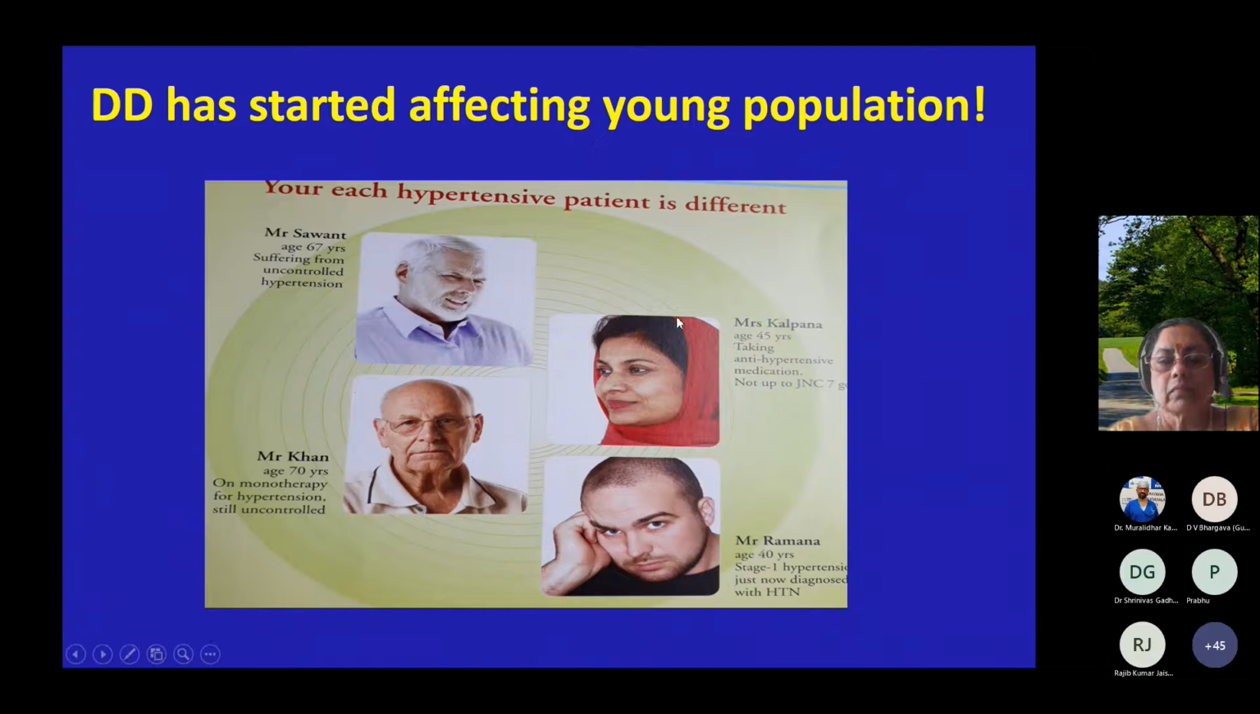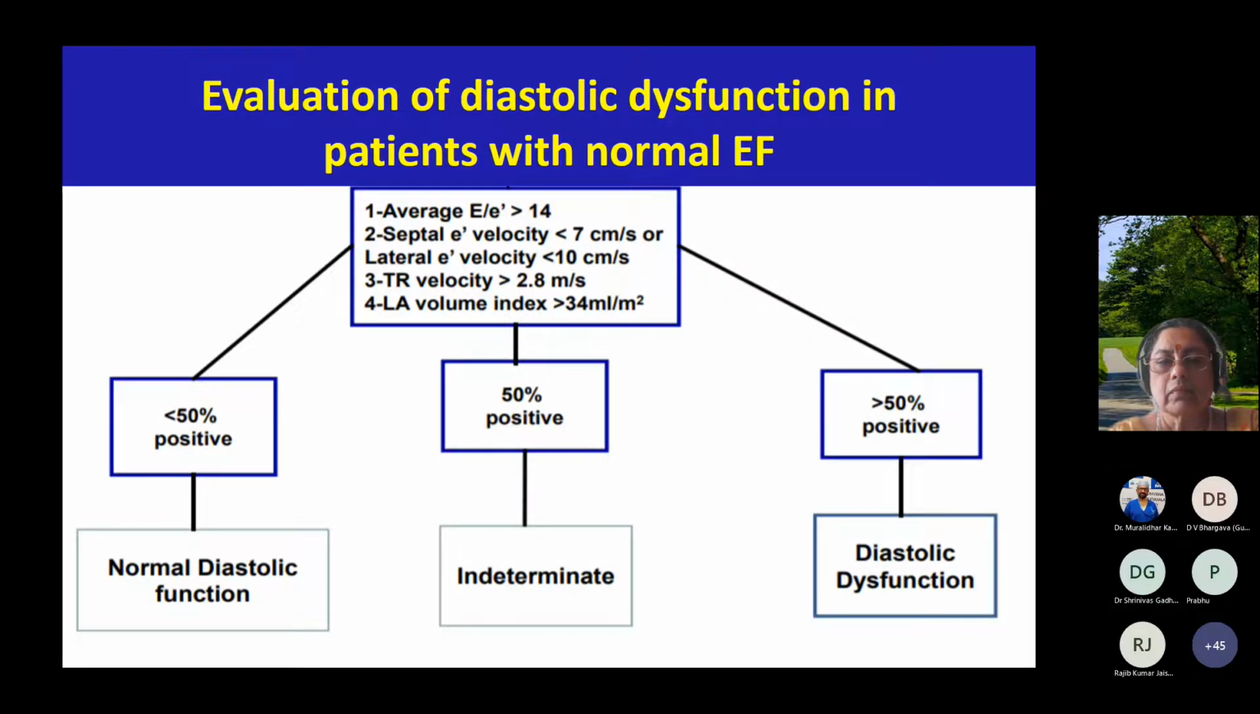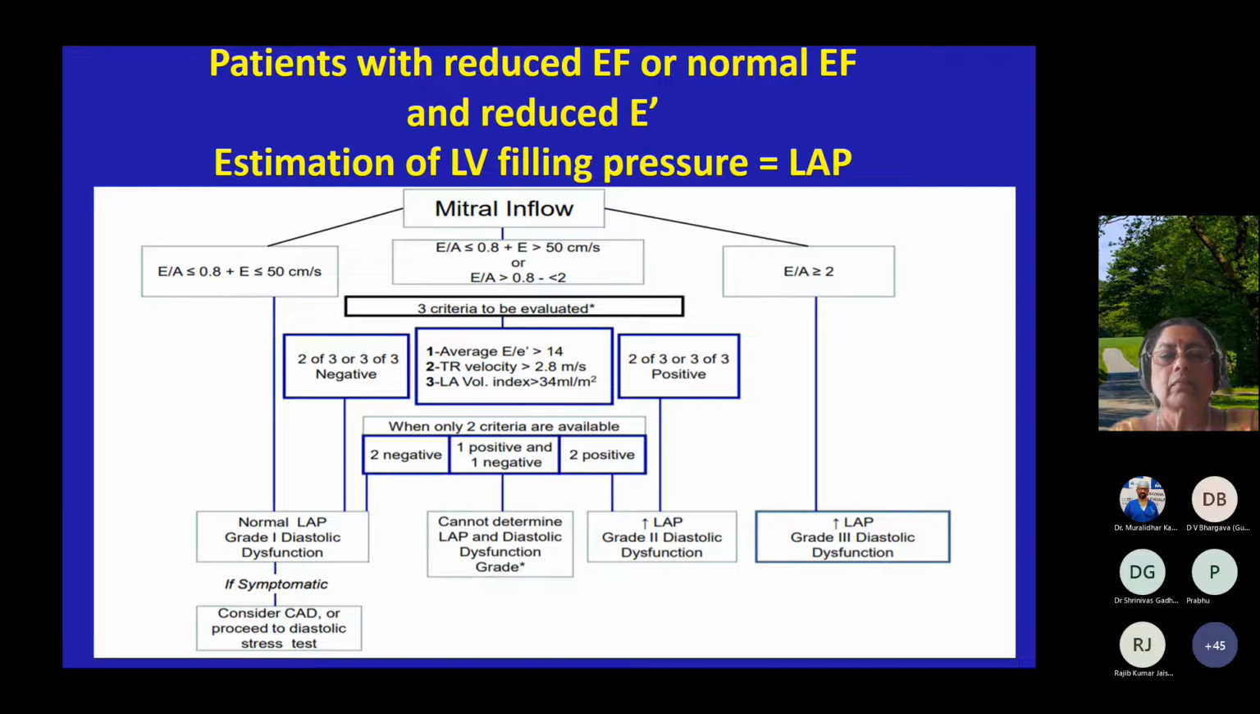Another important thing which is worrying all of us nowadays is that it has come to a very young population. Many in their 30s and 40s are having diastolic dysfunction. So I don't know what will happen to them when they grow older. Now let us see, you all know this, I'm not going to go through this.